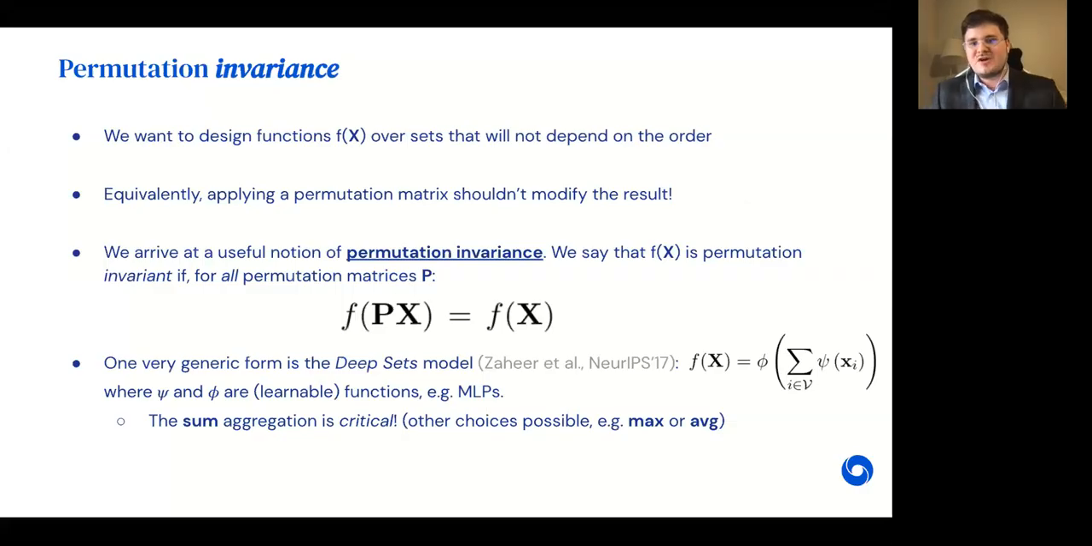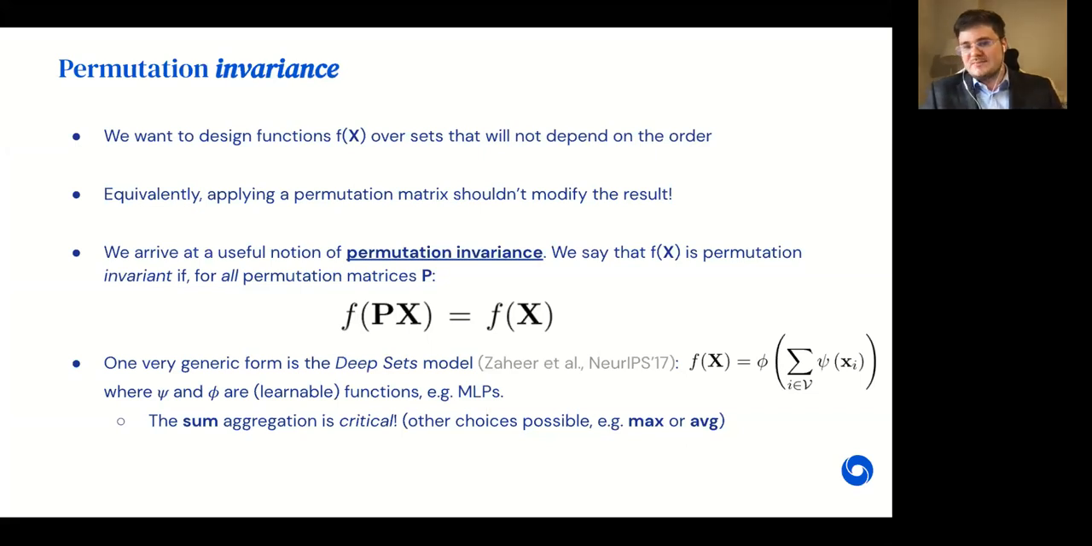In order to design functions over these set matrices X that will not depend on the node order, we basically want to say that if I were to apply a permutation matrix to the input, that is, if I were to change the order in which I present you the nodes, that shouldn't change the result. So this gives us a very useful notion of permutation invariance. We say that a function operating over sets is permutation invariant if no matter what permutation matrix P I apply to the set before applying the function, I'll get the same result anyway, as if I never did the permutation in the first place.